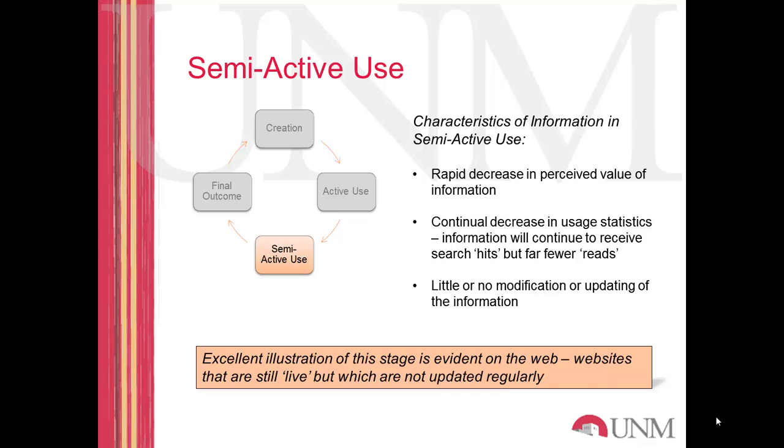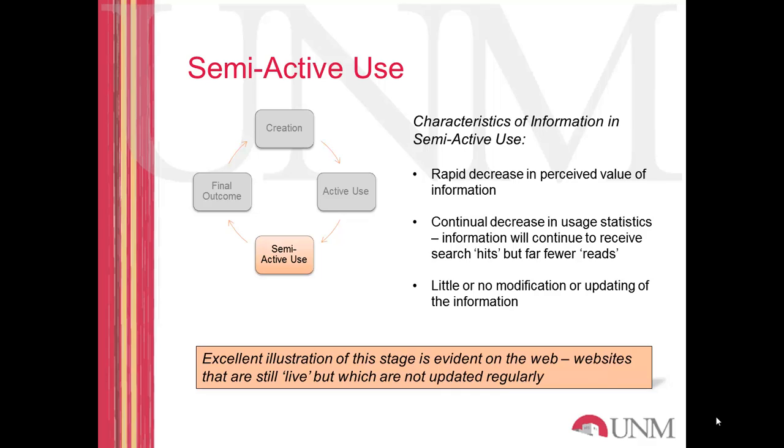As I mentioned, rapid decrease in perceived value of information at this stage. Usage statistics will continue to go down. For a semi-active use phase of a piece of information's life, users will continue to find the information, but they'll use it far less often. And at this point, when the value of the information starts to diminish, we'll see little or no modification or attempt to update the information, which helps speed its demise.